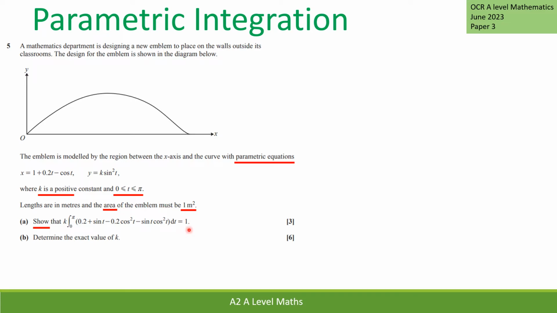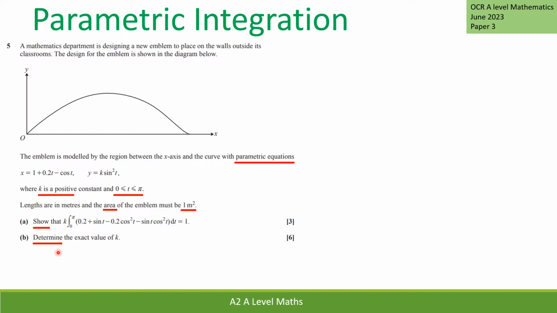So this equal to 1 should be giving you a big clue that you're working out the area under this curve between the x values or the t values, because we're going to be working parametrically, and you've got to show this expression, and that will give you 3 marks in the exam.